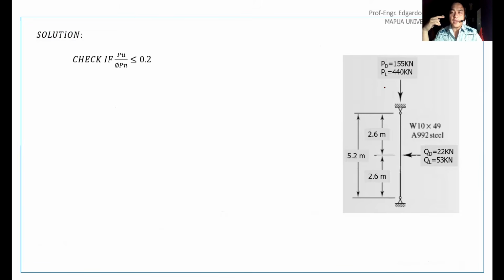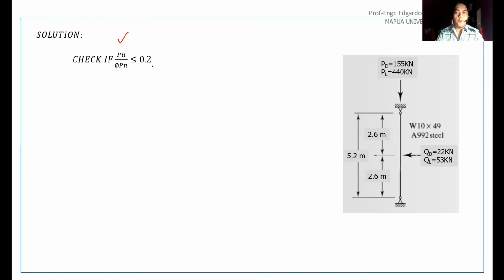So whenever we have a member resisting axial compression and bending or transverse load, it would be considered a beam column. Then for beam columns, the first step that we have to check is whether it is smaller or larger axial compression. How? We have to check with this: Pu over φPn compared with 20% or 0.2.